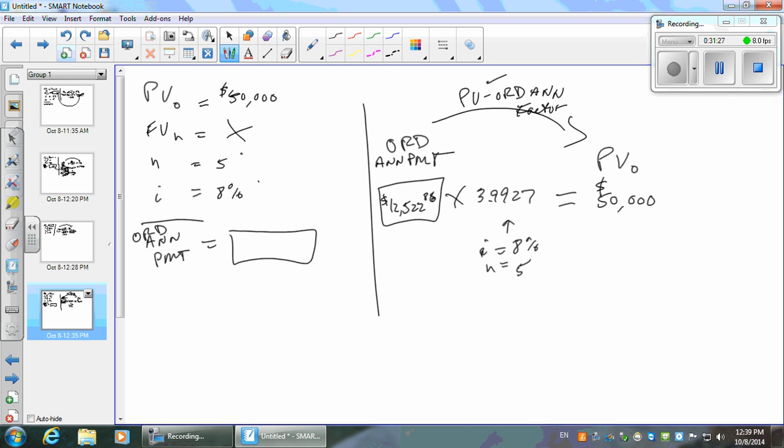86 or something? Okay. So 12,522.85 or 86, whatever you have. Okay, how many payments are there going to be, guys? That's the answer. But how many payments are there going to be? 5. So what's 12,522.86 times 5?